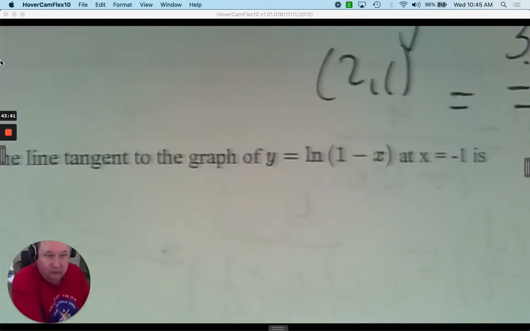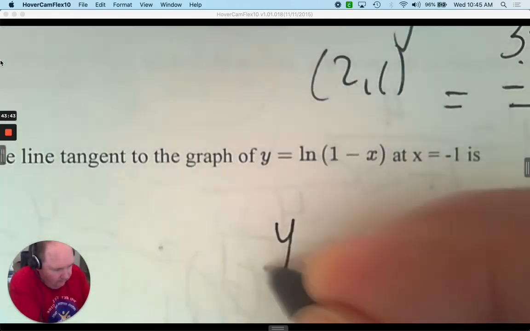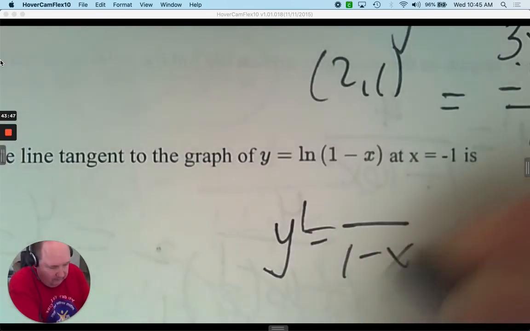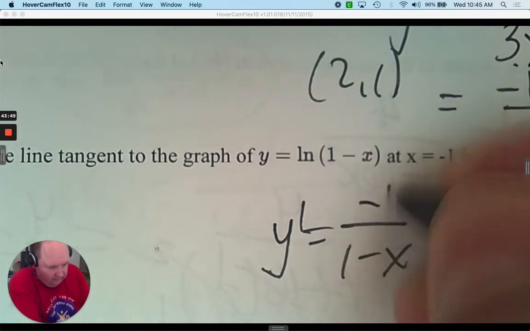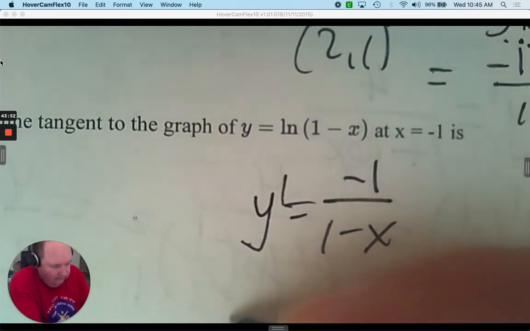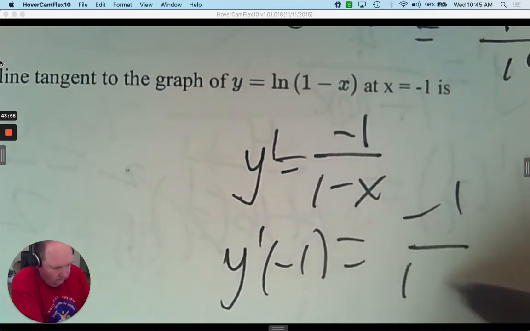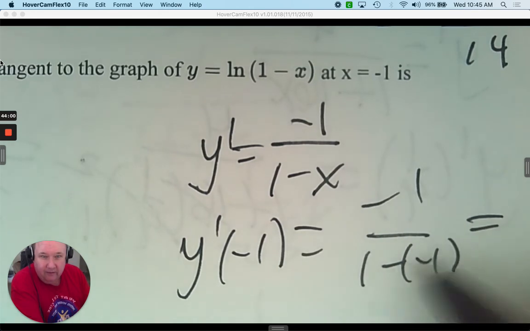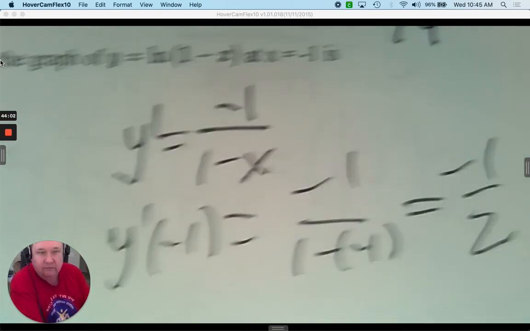30, what's the slope of the line tangent? That's another word for derivative. The derivative here, what you see is the denominator. The derivative is negative 1, is the numerator. At negative 1, so when you subtract the negative, you're adding, so it's negative 1/2.